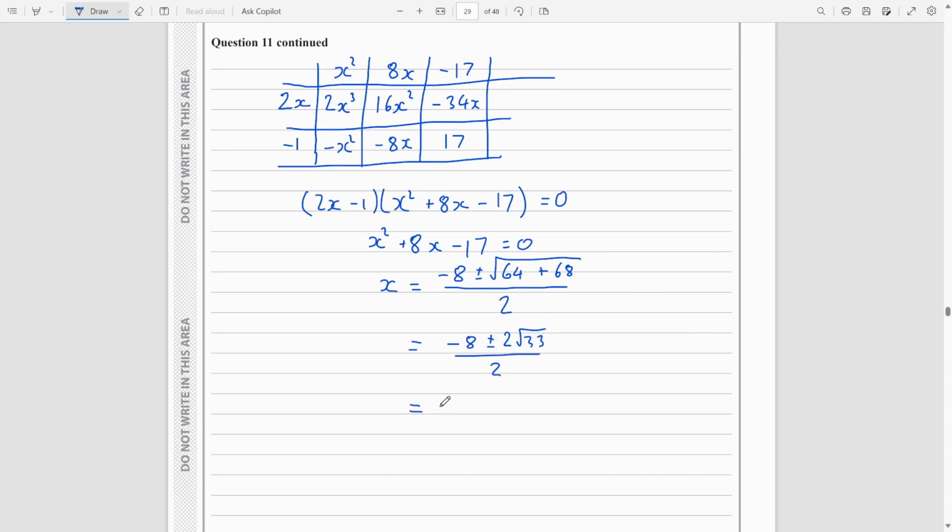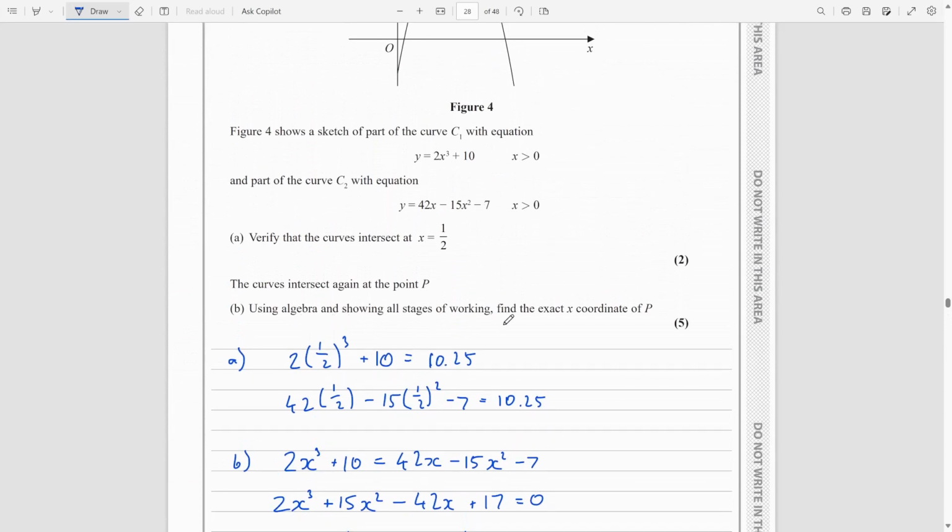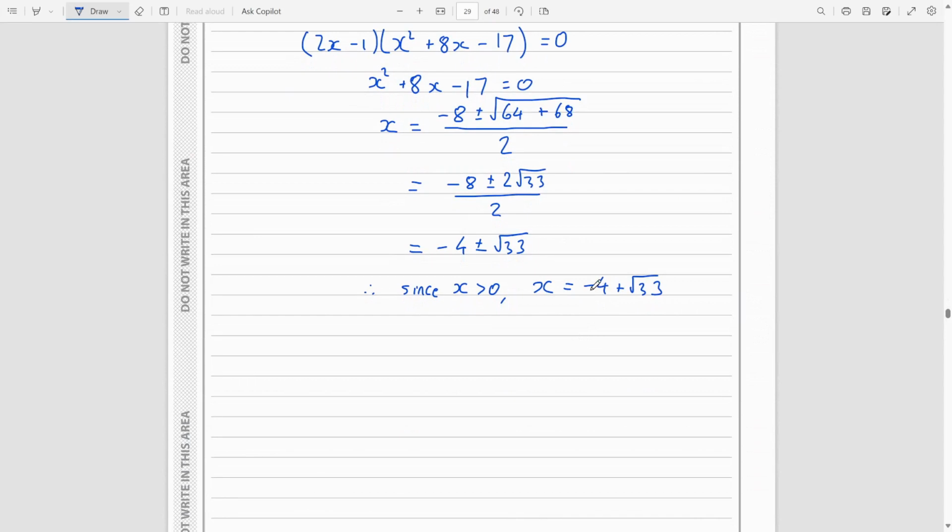I can divide everything on the top by 2, so minus 4 plus or minus root 33. Now, that's two different values, but minus 4 minus root 33 is negative, but x is always positive. Therefore, since x is always positive, x must equal minus 4 plus root 33. And let's just check that's exactly what they want. Find the exact x coordinate of P. And we're done. It's minus 4 plus root 33.